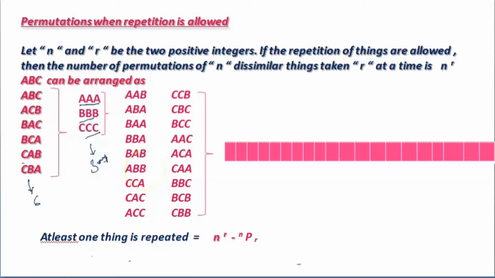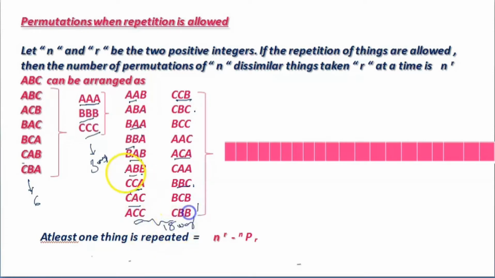Next one is AAB, ABA, BAA, BBA, BAB, ABB. Look here, 2 A's are 3 ways, 2 B's 3 ways, 2 C's 3 ways. 2 A's and 1 B, 2 B's and 1 A, 2 C's and 1 A, 2 A's and 1 C, 2 C's and 1 B, 2 B's and 1 C. Totally 3 plus 3 plus 3, 9, plus 3 plus 3 plus 3. Totally 18. These are of 18 types.